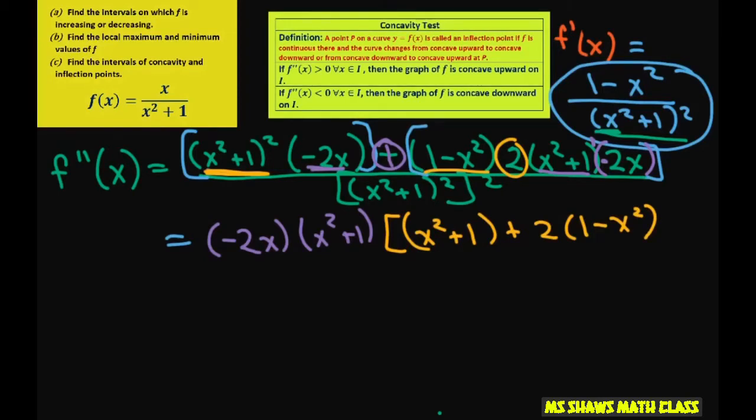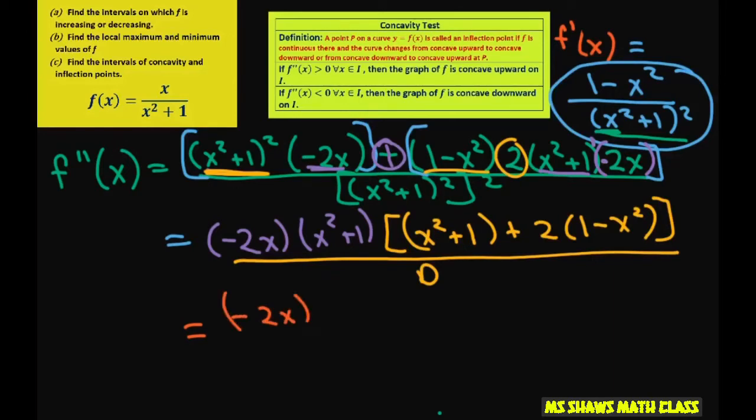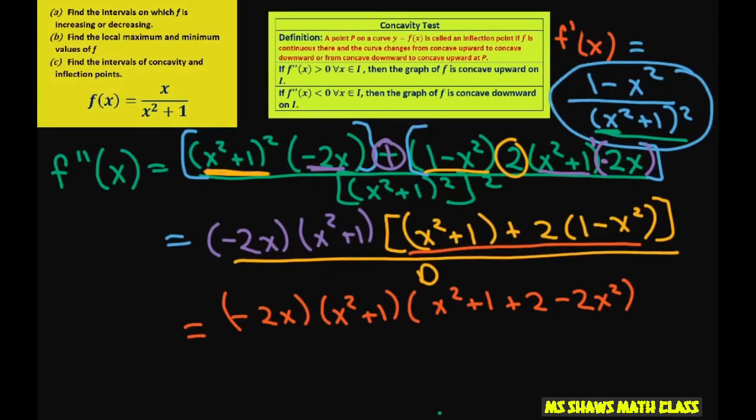All right, and then we still have our denominator, so I'm just going to put d for denominator. Now let's clean that up some more. So we have negative 2x times x squared plus 1. And this piece here is going to simplify as x squared plus 1 plus 2 minus 2x squared. So that's going to give you this part here. Let me fix that. That's going to give you negative x squared plus 3.